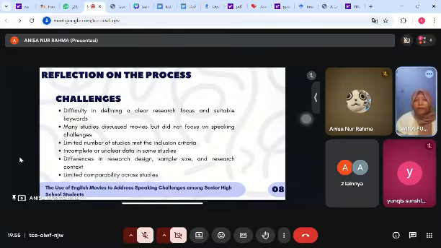scope of available data. Another challenge appeared during data extraction, as some studies provided incomplete or unclear information, making synthesis more difficult. Differences in research design, sample size, and research context also limited direct comparison across studies.